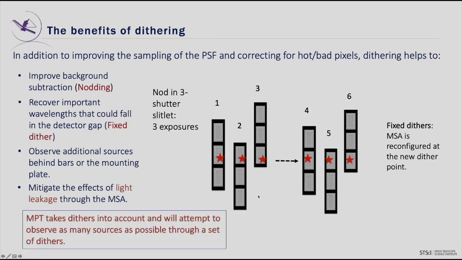So NPT is the tool that will actually take all of the dithers into account and will attempt to observe as many sources as possible through that set of dithers. That's actually the hard part, tracking the sources through the set of dithers. But NPT does that for you.